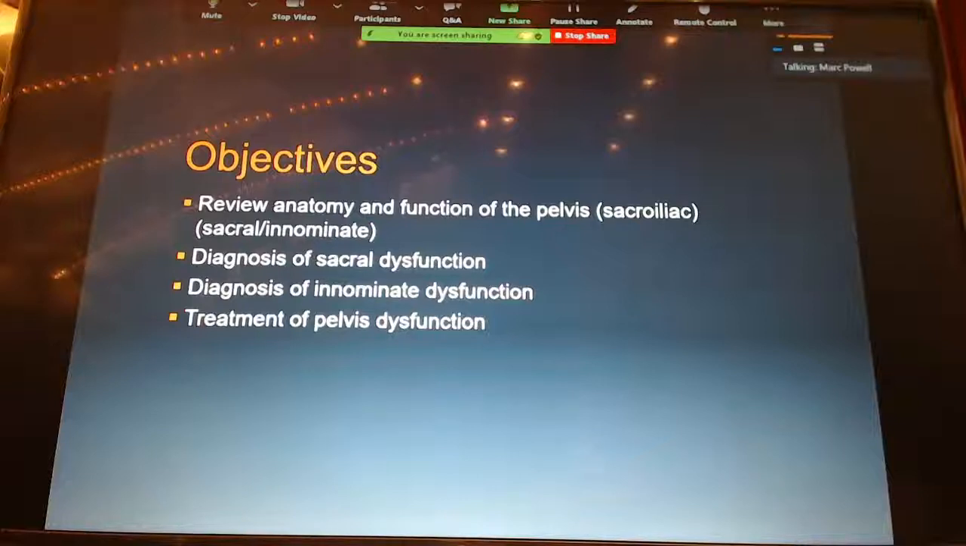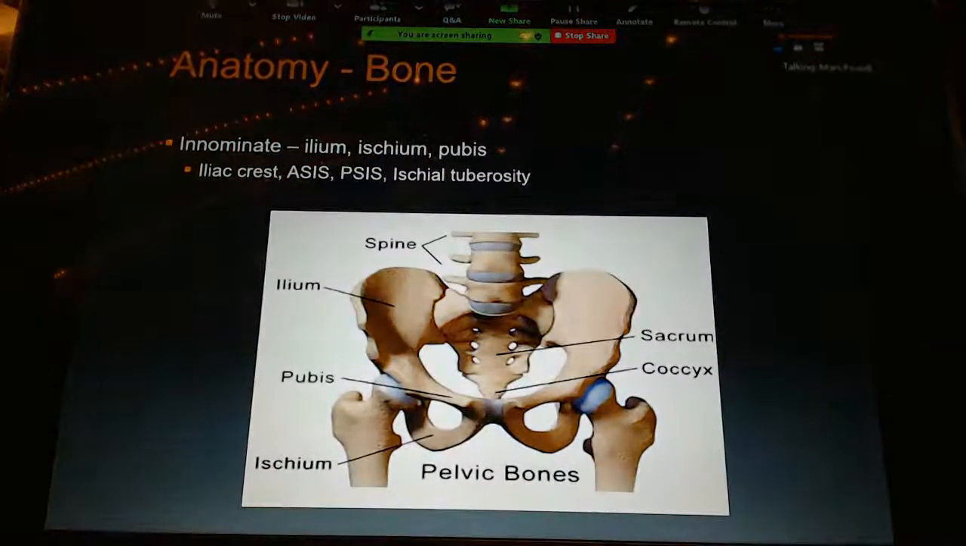Is it a sacral issue or an innominate issue? That's what we're going to dive into, and then some treatments. So let's talk about the anatomy, and we're going to start with the innominate.